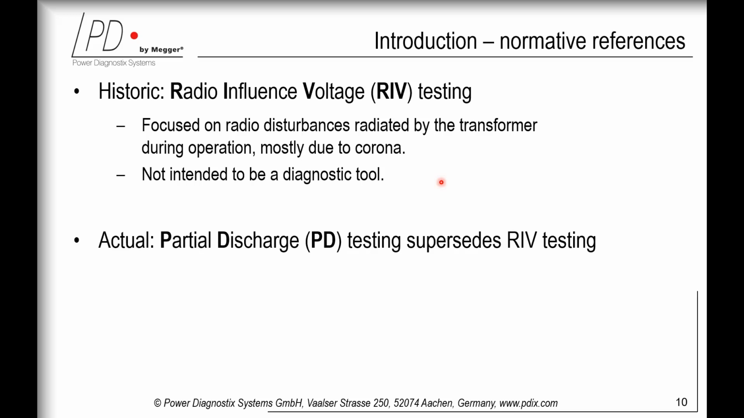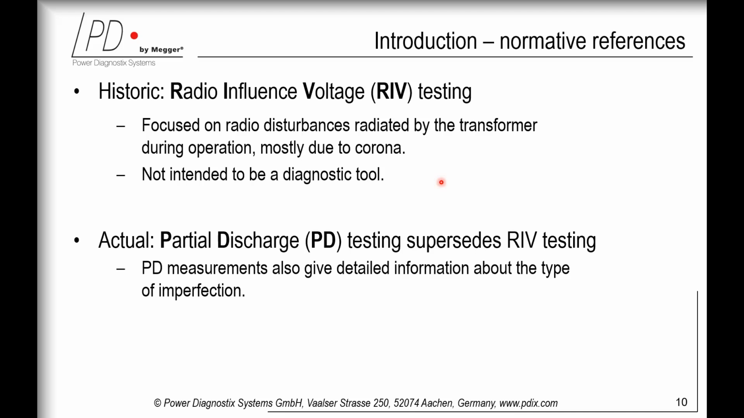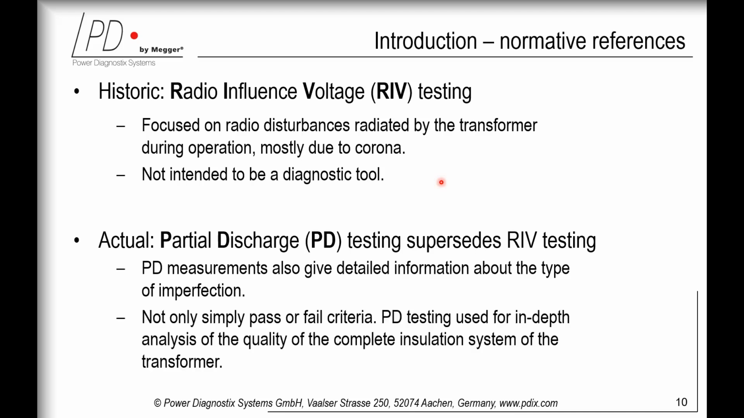With ongoing research, partial discharge measurements were found to give detailed information about the complete insulation system of the transformers as a diagnostic tool, not only giving a simple pass or fail criteria. Furthermore, PD testing also covers the main reason to do RIV measurements, namely creation of radio disturbances due to the corona. Therefore, PD measurements more and more supersede RIV measurements. Nonetheless, RIV measurements are still very common in the North American area and the Asian room.